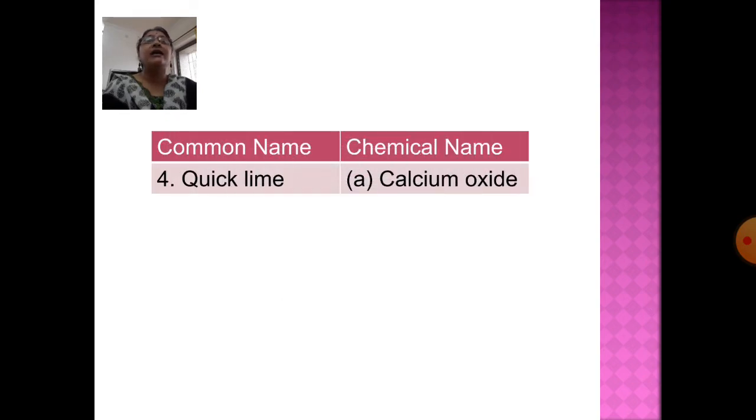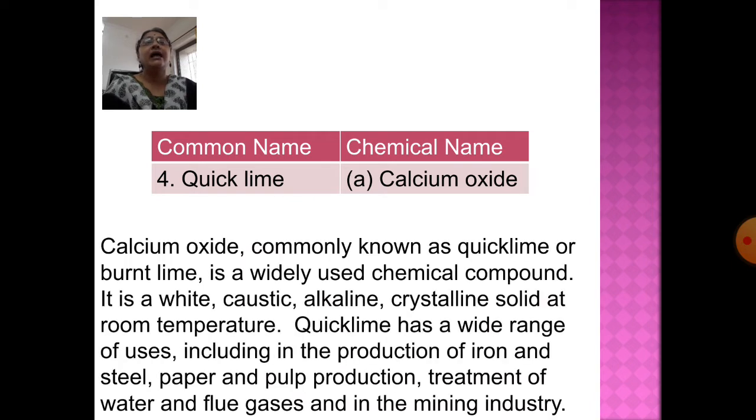Chemical name of quicklime is calcium oxide, which is option A. Calcium oxide, commonly known as quicklime or burnt lime, is a widely used chemical compound. It is a white, caustic, alkaline, crystalline solid at room temperature. Quicklime has a wide range of uses, including in the production of iron and steel, paper and pulp production, and treatment of water and flue gases in the mining industry.